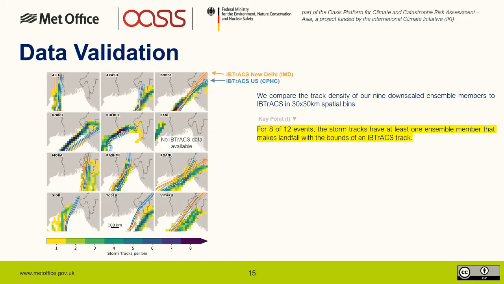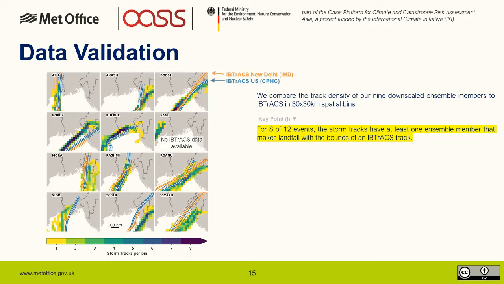Finally, we can look at a comparison of storm tracks. In this case, we are only comparing our regional model storm tracks against IBTrACS tracks in terms of the density of tracks within a 30 by 30 kilometre spatial bin. These are the coloured cells on this plot. Darker colours show where there are more tracks out of a total of 9 passing through any given 30 by 30 kilometre bin. The IBTrACS tracks are shown by the blue and orange lines, with their estimates of uncertainty shown by the blue and orange dashed lines.